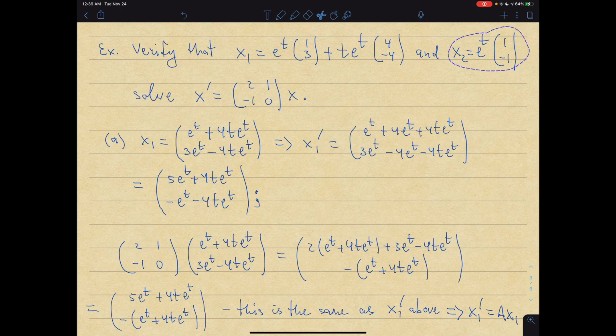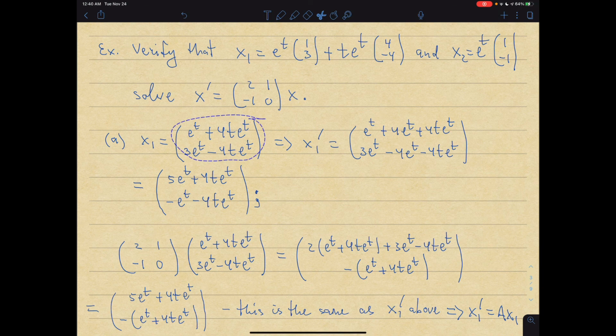So let's look at x1. It's a scalar function times a vector plus another scalar function times another vector. How do you combine those? If you multiply a vector by a scalar, you have to multiply each component by that scalar. And if you add two vectors, you add their respective components. So e to the t, 3e to the t are going to be components over here, and 4t e to the t, minus 4t e to the t will be a second vector. And you add them together, and that is your x1.